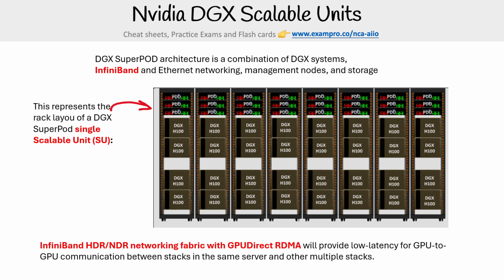So let's just talk about InfiniBand for a second. InfiniBand HDR or NDR is the generation of InfiniBand which determines the speed of that networking fabric. Utilizing it with GPUDirect RDMA will provide the low latency for GPU to GPU communication between stacks of the same server and multiple other servers. I know we haven't covered InfiniBand or GPUDirect RDMA. We are going to, but you're going to hear me repeat this again and again. InfiniBand with NDR plus GPUDirect RDMA is going to get you low latency for GPU to GPU communication. Remember that, you'll be in good shape.